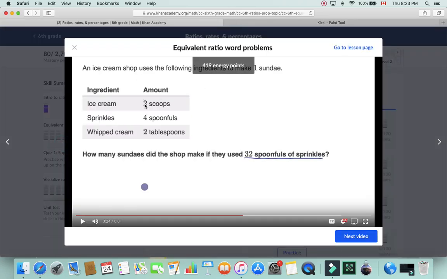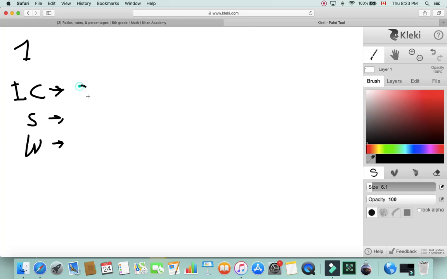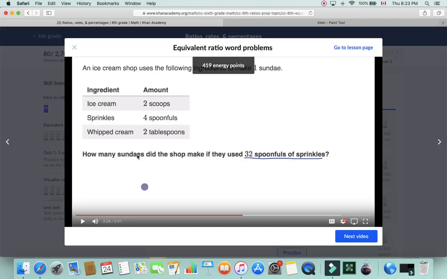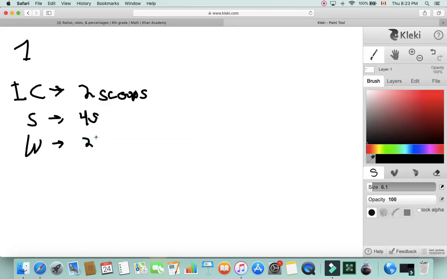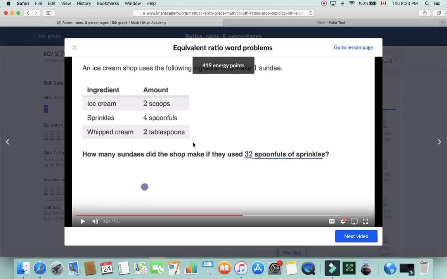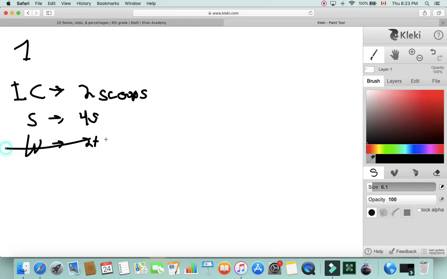I'll just do I, C, S, and W. Okay, so there are two scoops. There are four spoonfuls of sprinkles and two tablespoons. How much sprinkles? So we can ignore these and we only have to focus on sprinkles.